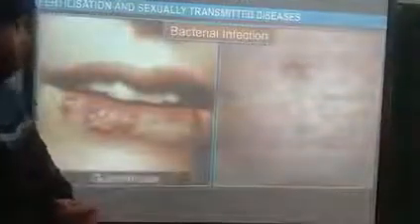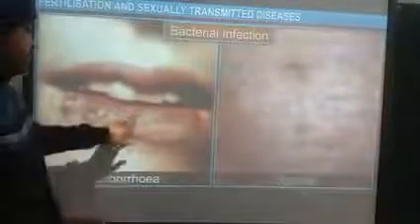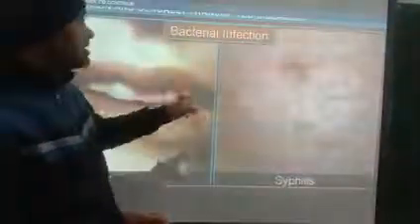Bacterial infections such as gonorrhea and syphilis are diseases caused by bacteria, and these are STDs. And viral infections such as warts and HIV, that is AIDS, are examples of viral sexually transmitted diseases. AIDS are some of the diseases that are transmitted sexually.